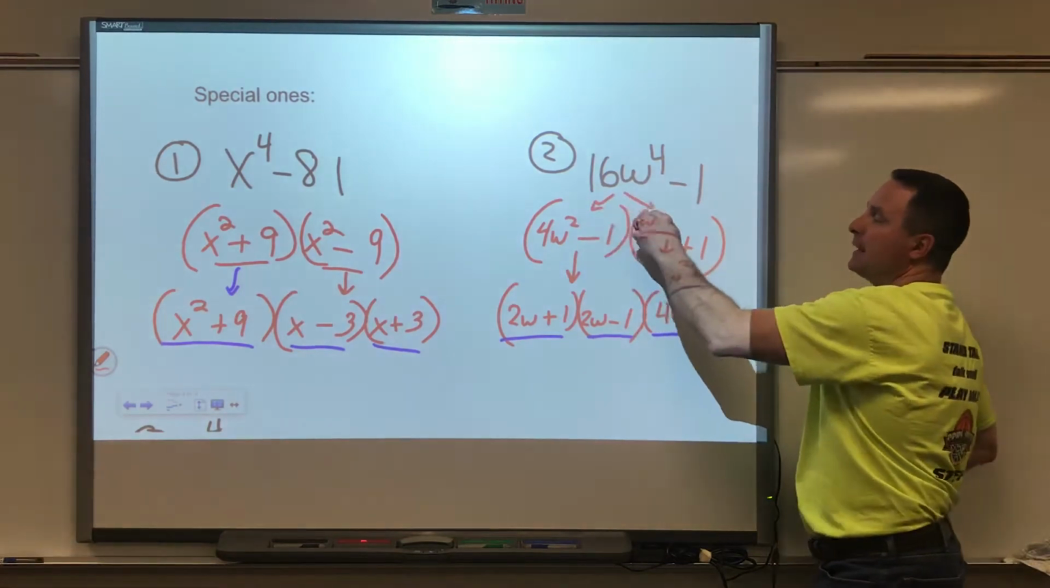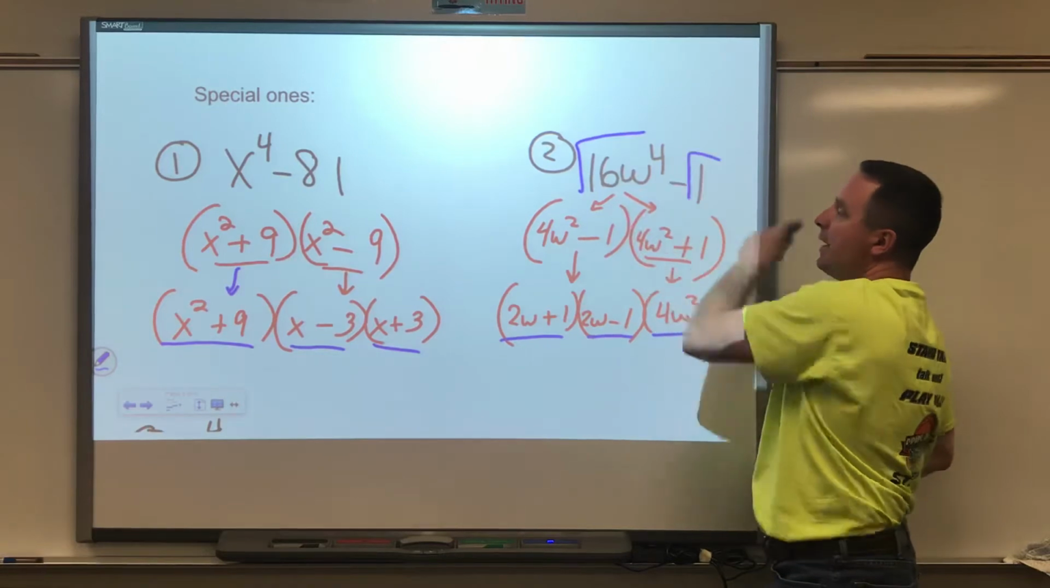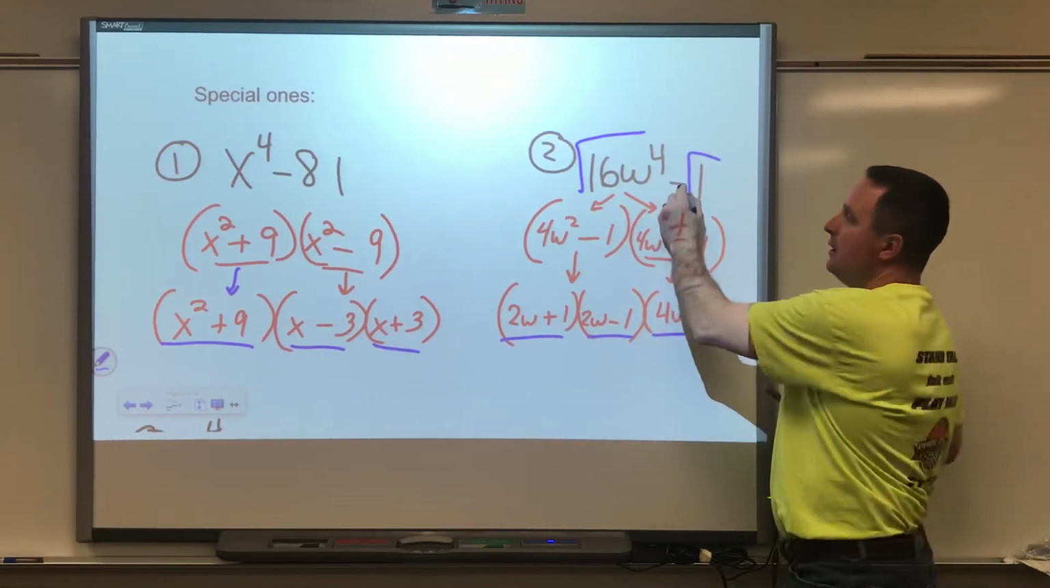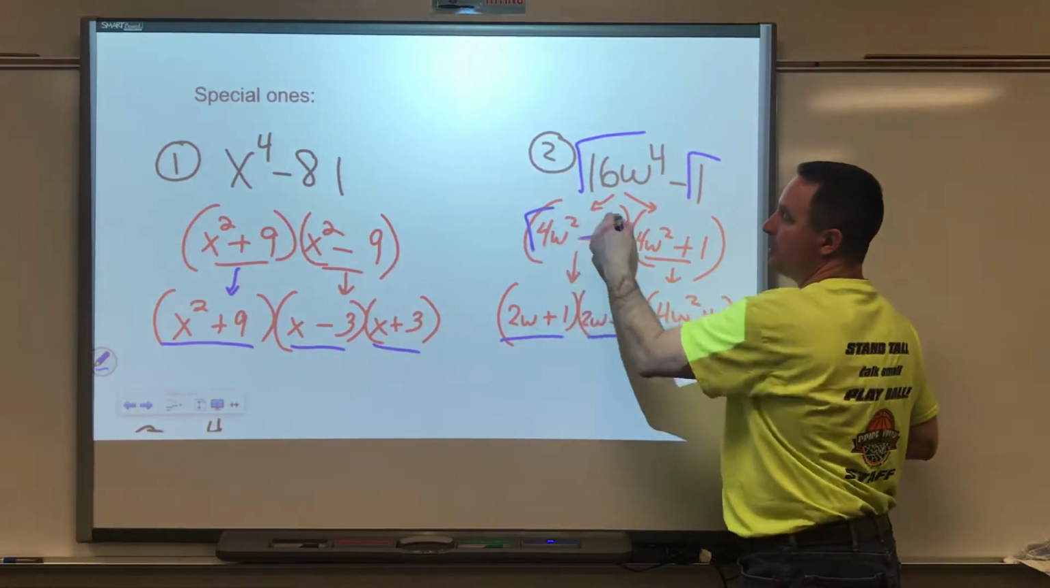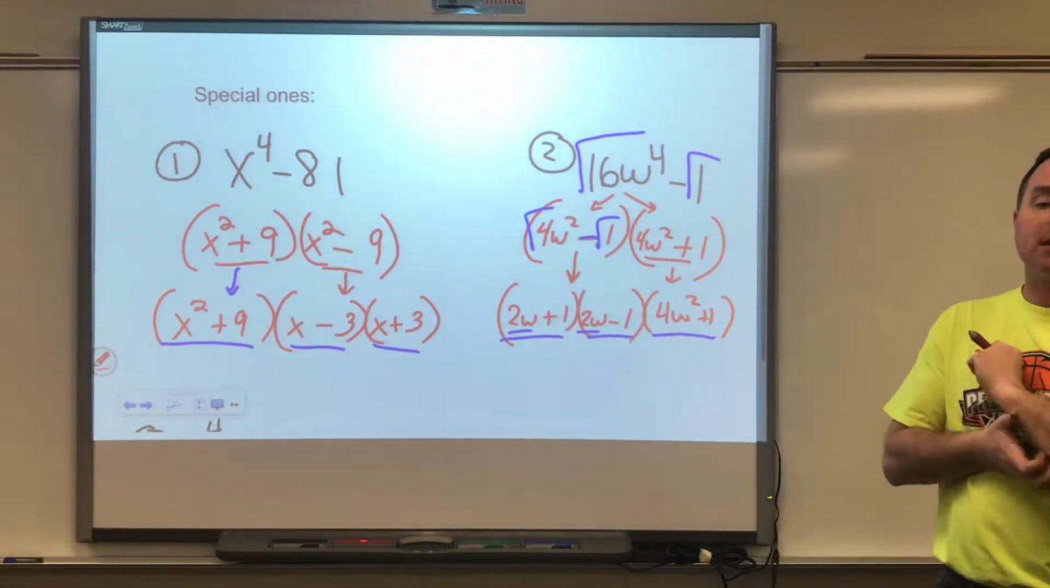Okay, so again, we're breaking them apart, and what we're doing is we're doing the square root of the first number and the square root of the second number. And then we're looking for the subtraction one, and we're doing the square root of it again and again. So we're looking for those perfect squares.